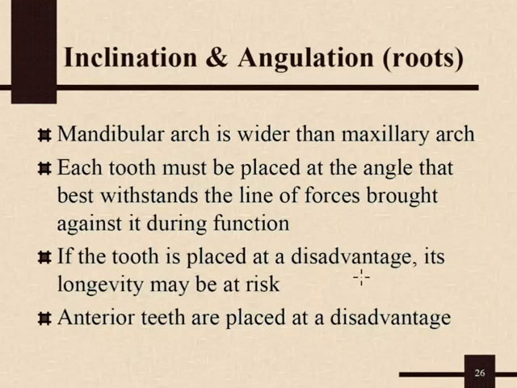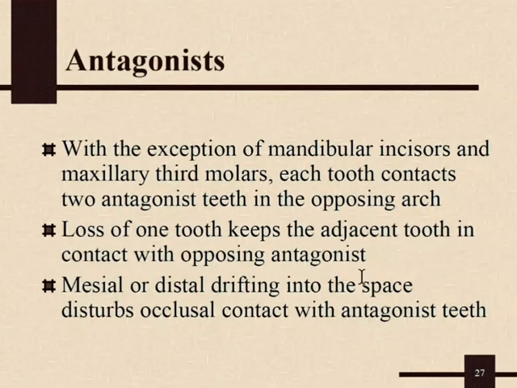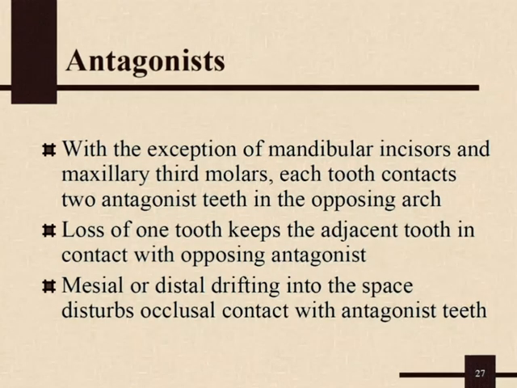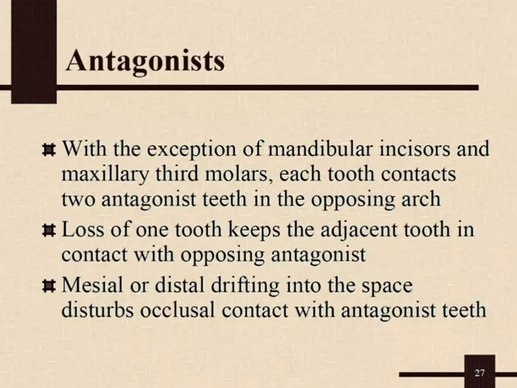Antagonist. What does it mean, antagonist teeth? In the arrangement of teeth, each upper tooth has an opposing lower tooth, which we call its antagonist, of course with the exception of the mandibular central incisors and the maxillary third molars. We have said that loss of one tooth will keep the adjacent tooth in contact with the opposing antagonist. And if we have mesial or distal drifting for any cause, especially after the loss of a tooth, it will disturb the occlusal contact with the antagonist teeth.